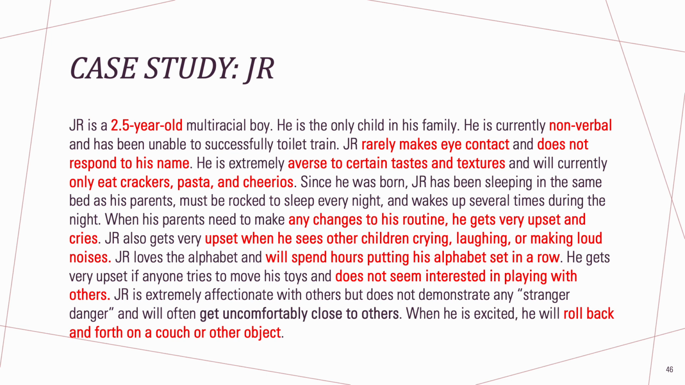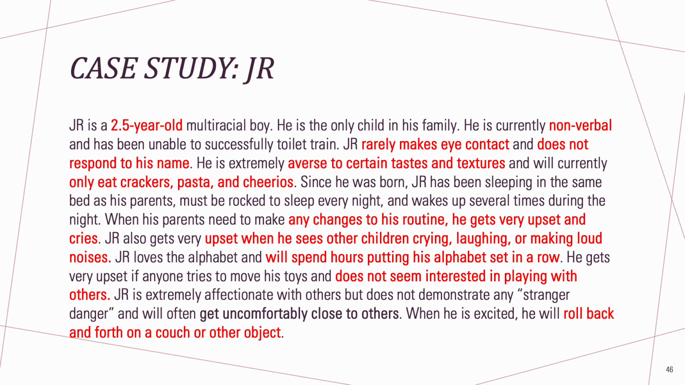So hopefully you paused it before starting this slide. But yeah, basically we do see that JR meets several criteria for autism. So we know that JR is 2.5. We hear that he's nonverbal. We know that he rarely makes eye contact and he isn't responding to his name. So those things, the eye contact and not responding to his name, map into the social communication deficits.